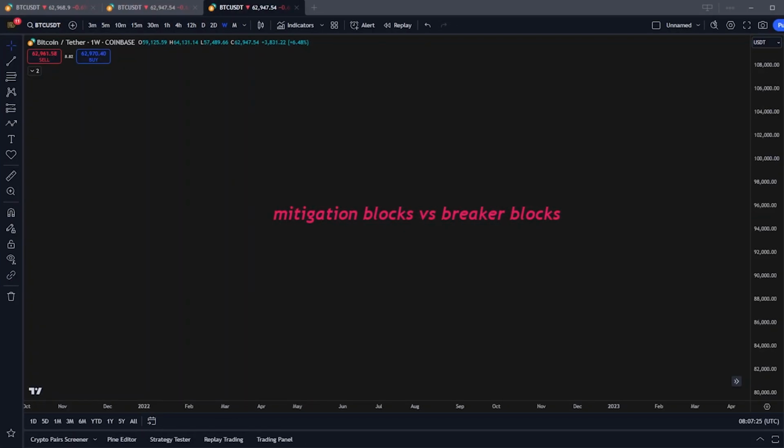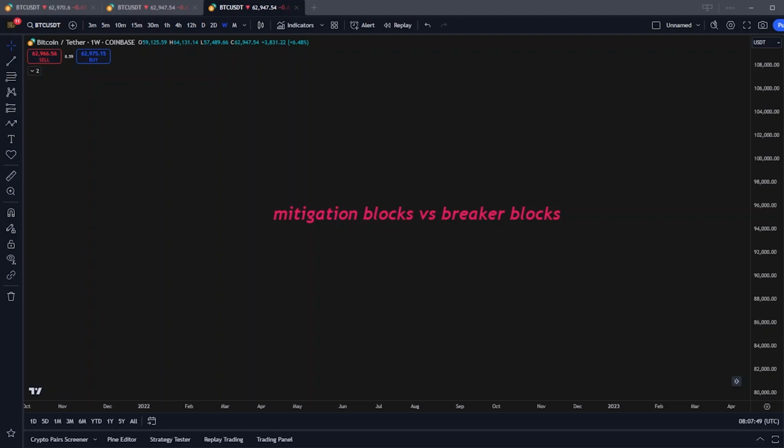Now, if you've been paying attention, you'll probably already see the difference between mitigation blocks and breaker blocks. But if you don't, then here is what it is. So mitigation blocks will usually occur after a strong price move up or down, and they will represent areas where the market will retrace to balance the move out. Whereas breaker blocks occur when the price tries to break through that key area but fails and reverses, usually signaling a potential trend reversal.